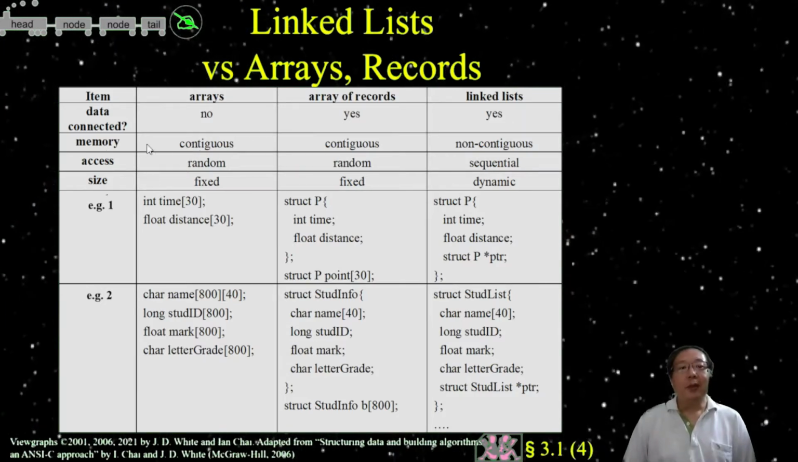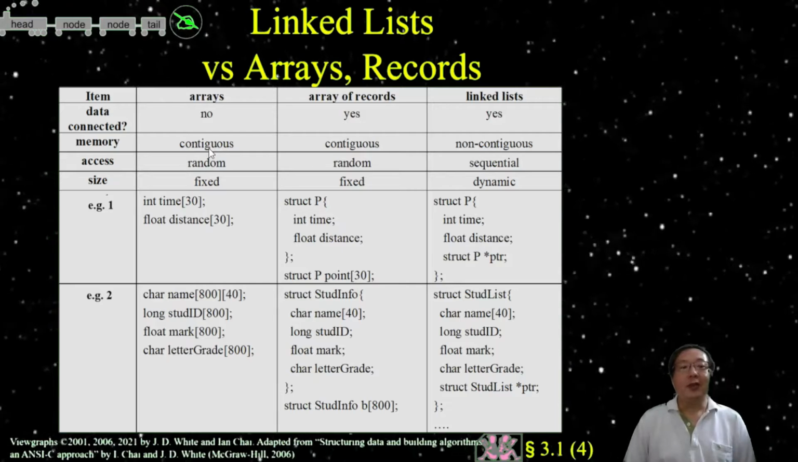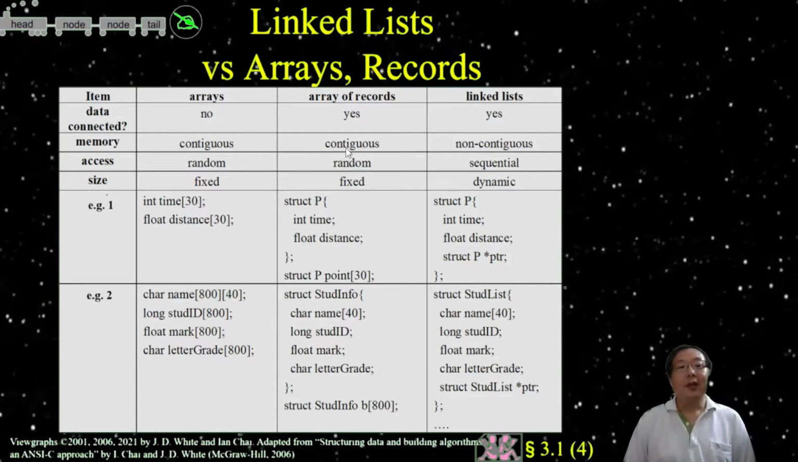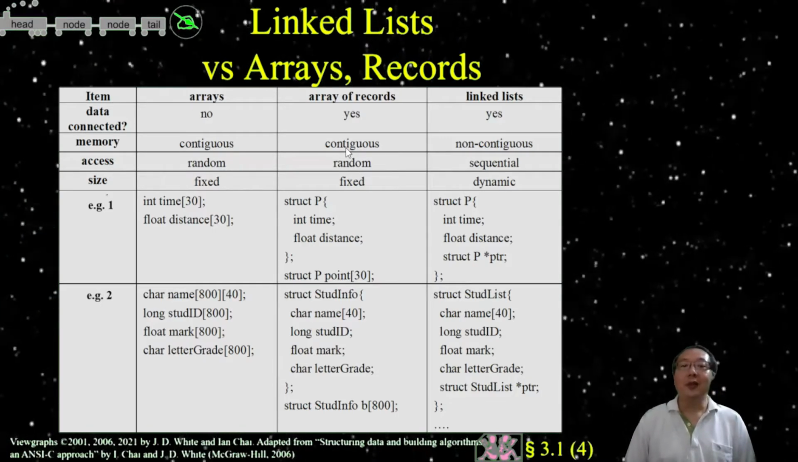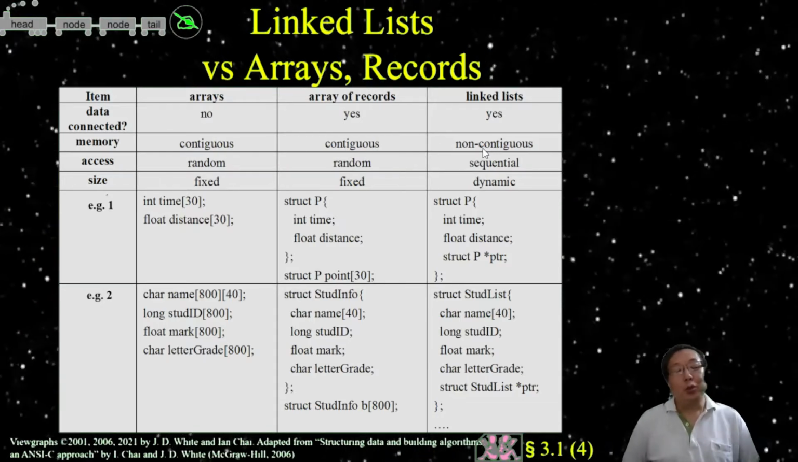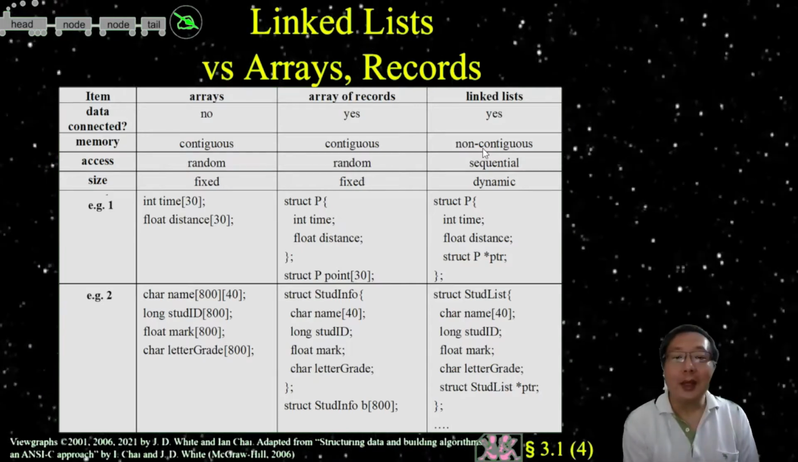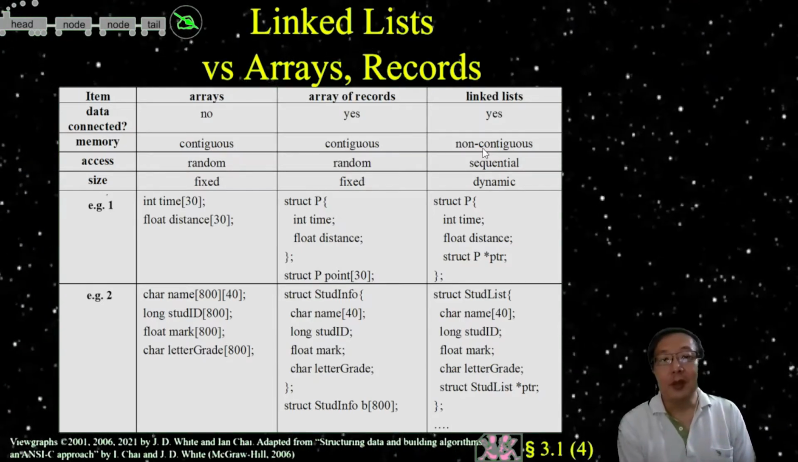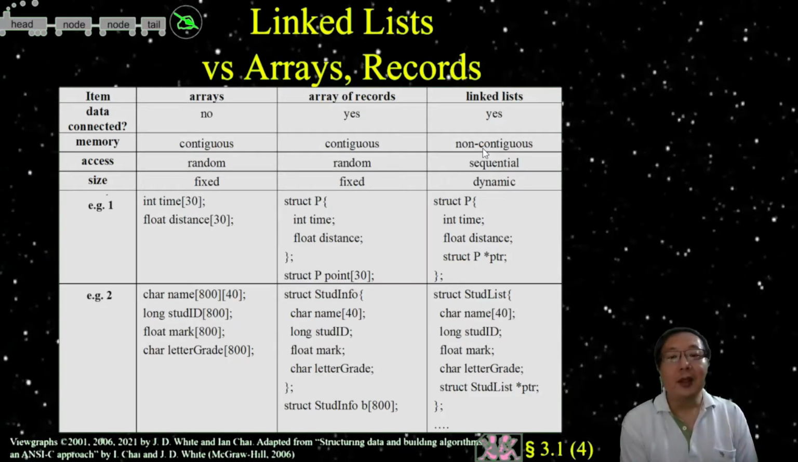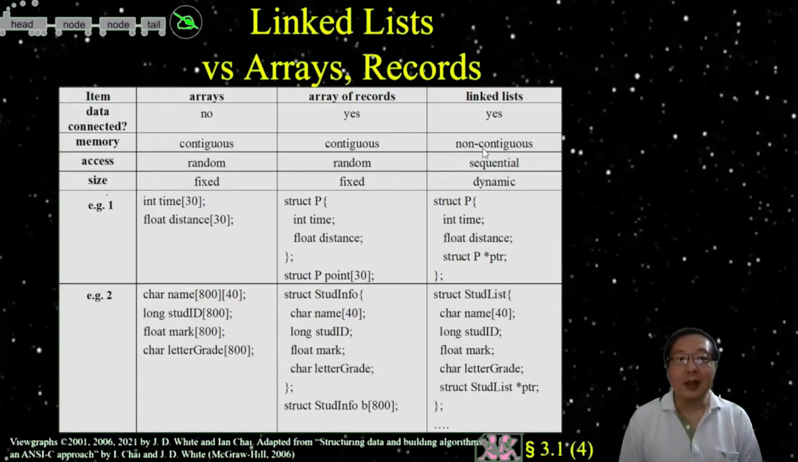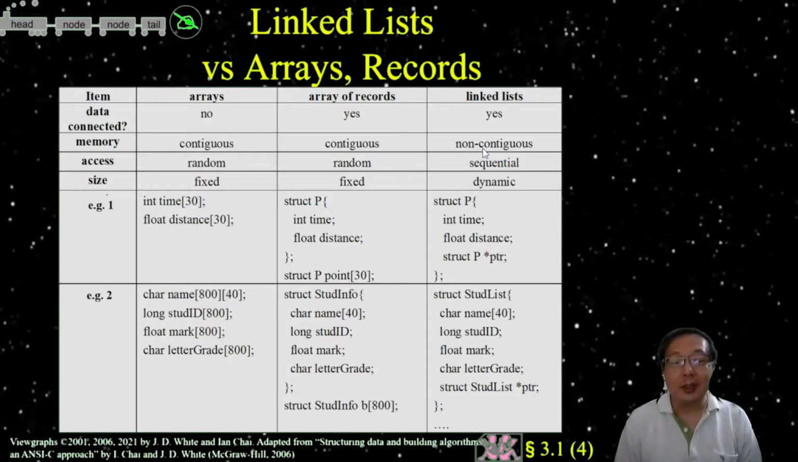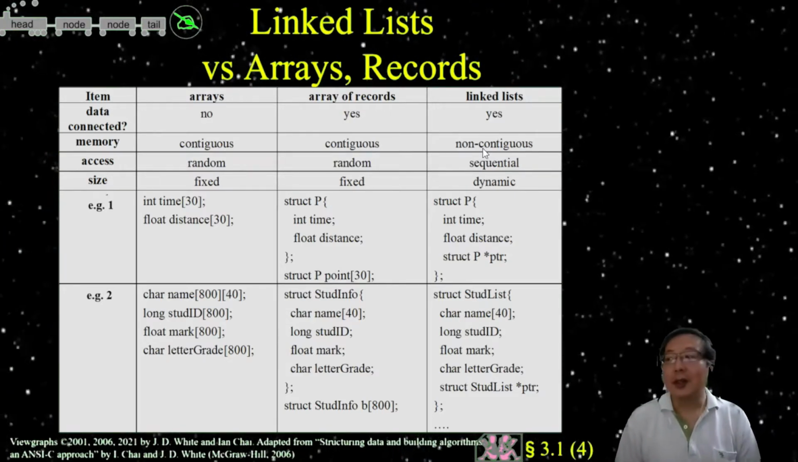Now, the memory in arrays is contiguous. That means everything is one after another. It's connected. The first one, the second one is right next to each other. Array of records also is the same way. It is contiguous. The first record, the second record, they're all right next to each other. In linked lists, they do not have to be contiguous. They can be anywhere in memory that belongs to that program. So you can access the memory in different places. That means that you don't need to allocate one large block of memory that's right next to each other, like with arrays and arrays of records.